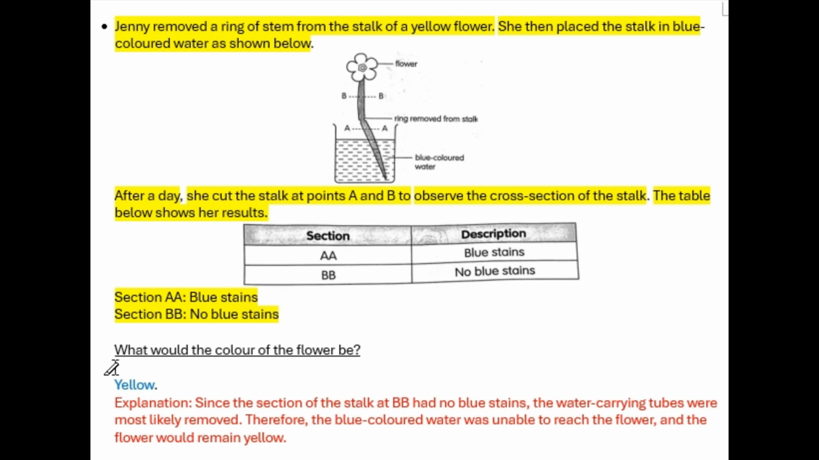What would the color of the flower be? Yellow. Explanation: since the section of the stalk at BB had no blue stains, the water-carrying tubes were most likely removed. Therefore, the blue-colored water was unable to reach the flower, and the flower would remain yellow.